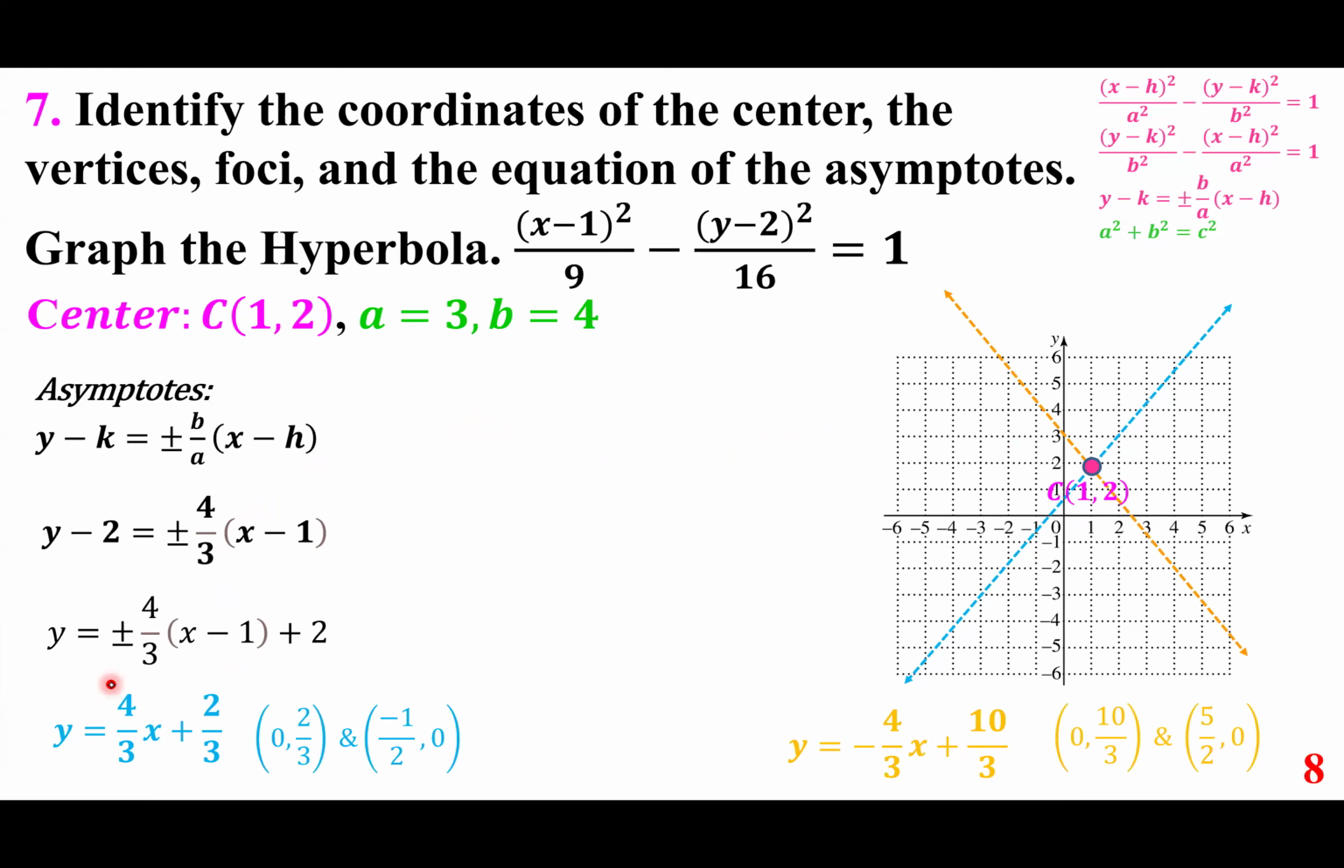Now, so we have that. A is 3, B is 4. By the way, the coefficient for X, or in this case, X minus 1 quantity squared, is positive. So that means it opens sideways. So we are going to go A units to the right and left of the center. A is 3, so we go 3 units.